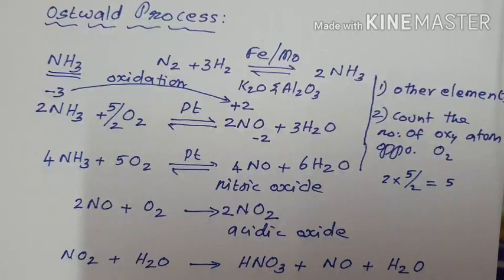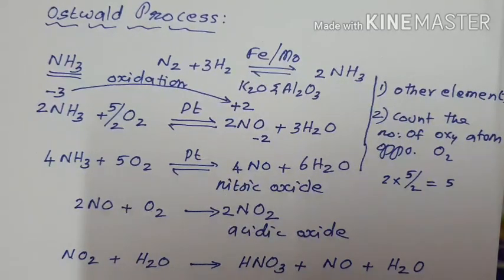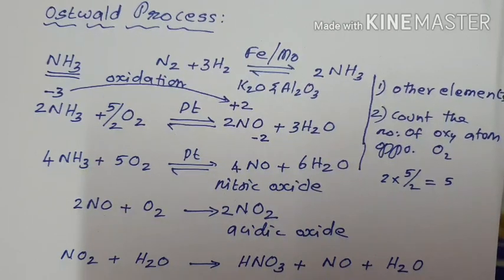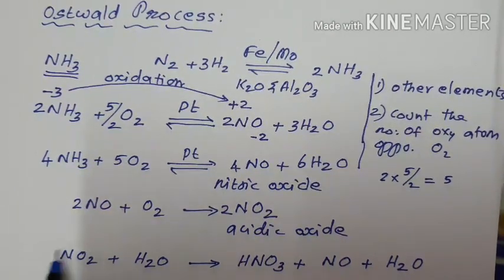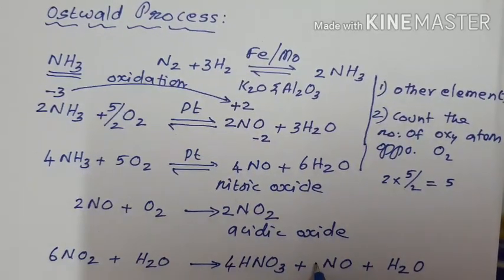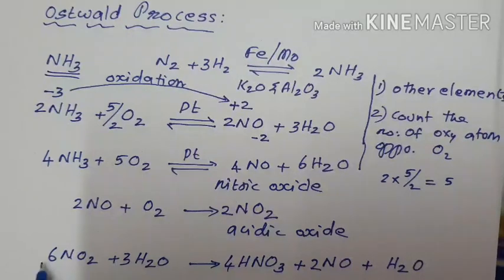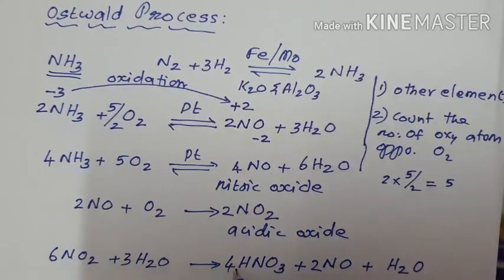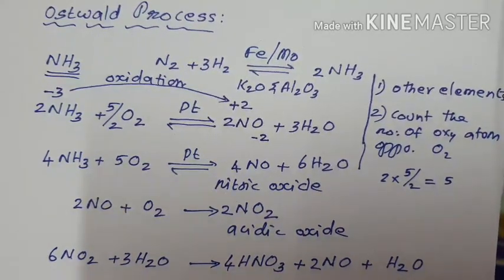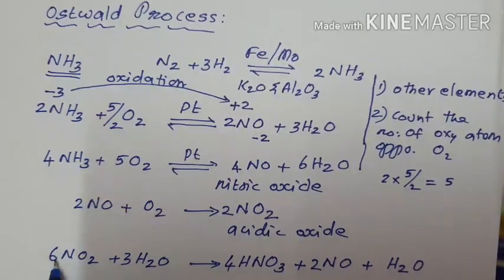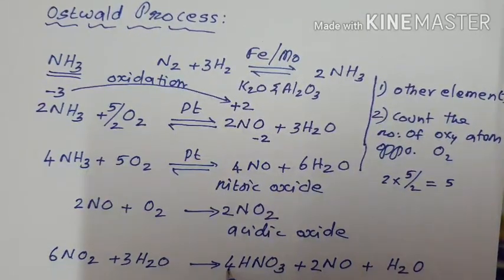How many nitrogens do we have? Here we have nitrogen, there nitrogen; oxygen 3 plus 1 equals 4, 4 plus 1 equals 5. So when you balance, the numbers may change. This is 6 nitrogen atoms: 4 plus 2 equals 6 nitrogen atoms. How many hydrogens do we have? 3 into 2 are 6 hydrogen, 4 plus 2 equals 6 hydrogen. Oxygen: 6 into 2 are 12 plus 3 equals 15. 12, 14, 15. The equation is balanced.